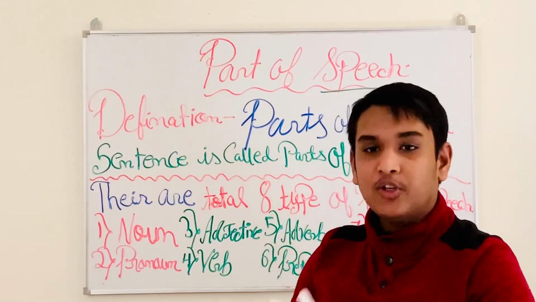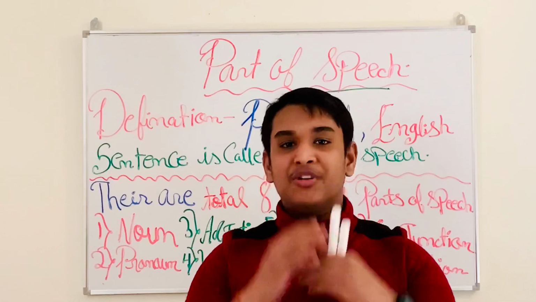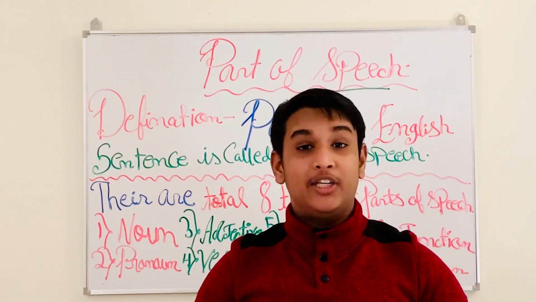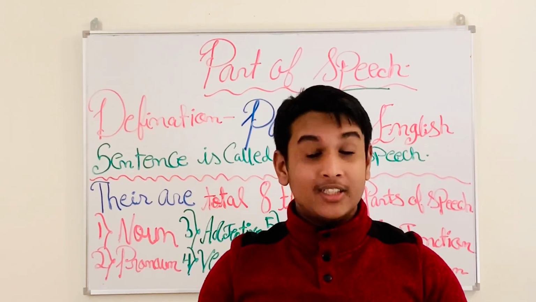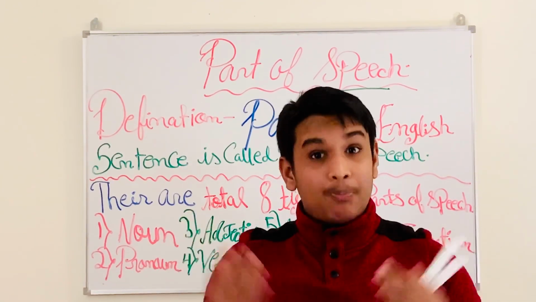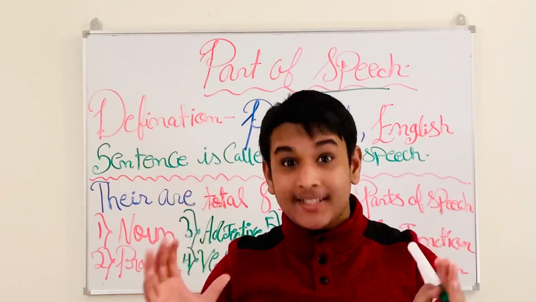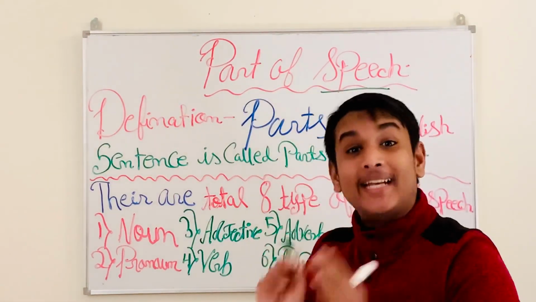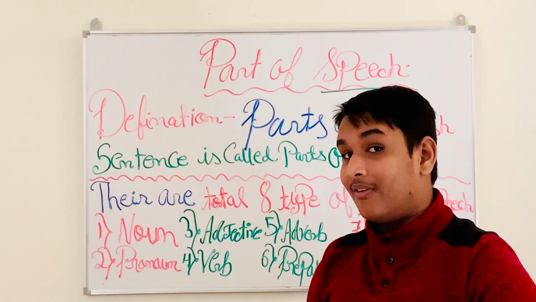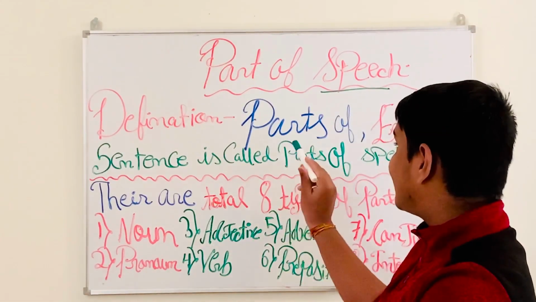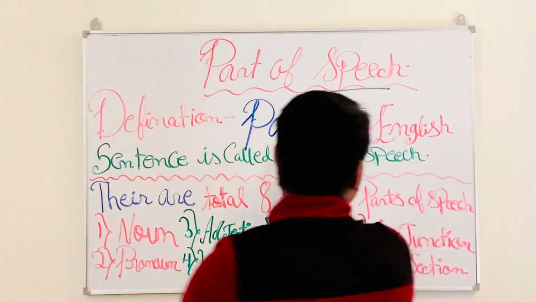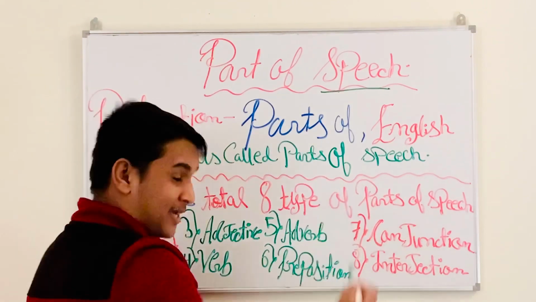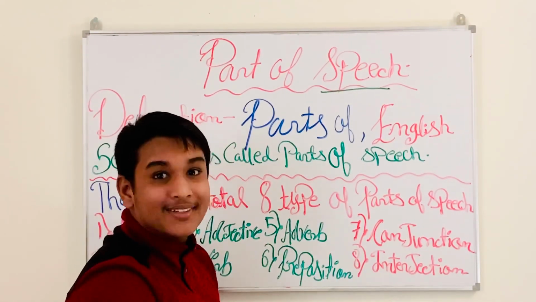For example, I give you a speech. Hello friends, my name is Shiv Kumar verma. I'm 13 years old. I'm a YouTuber. I like to teach. And that's a speech. That's a collection of English sentences. And the parts of these English sentences are called parts of speech. That's what exactly is written over here. Parts of English sentences are called parts of speech. That's what parts of speech is.